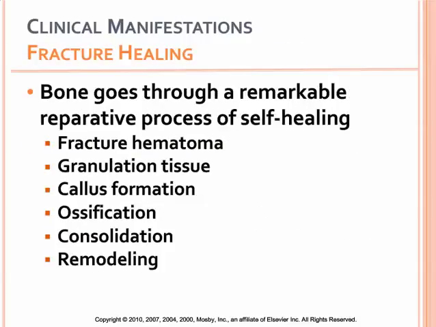There are 6 stages of fracture healing. First, there's a hematoma that's created around the fracture. Then the site granulates, and there's granulation of the tissue. A callus forms. Then bone starts to be built in the ossification stage. Consolidation occurs, and then there's remodeling.